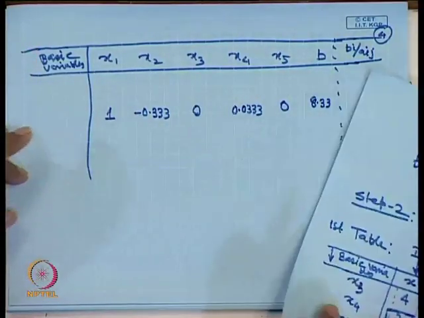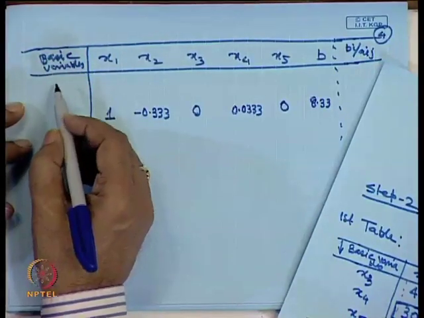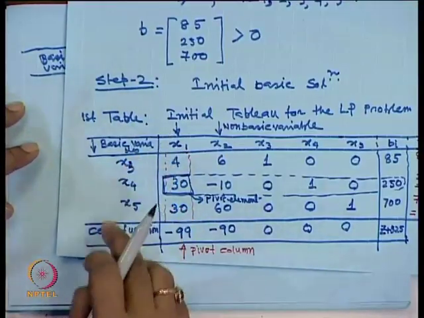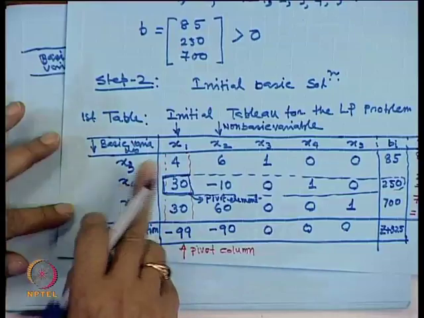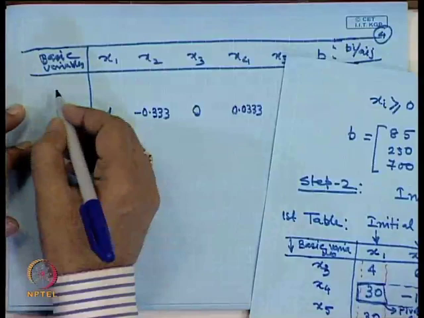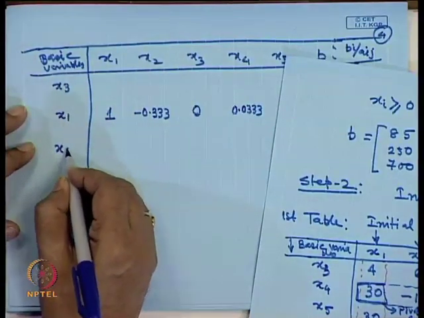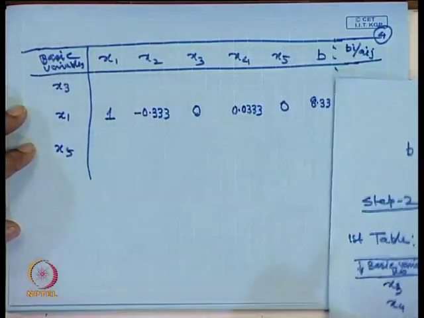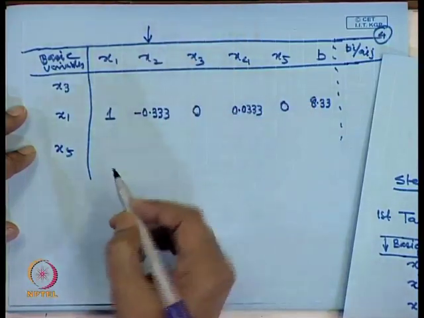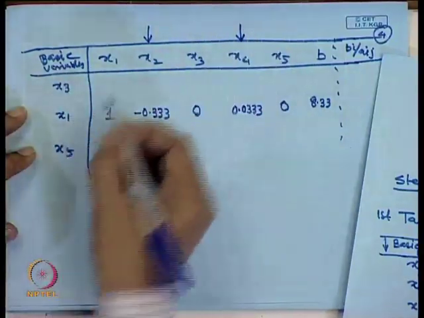Since x1 is the basic variable, and the other basic variables here previously, you see x3, then x5, but x4 is going out as a non-basic variable. So, this place will be replaced by x1. So, x3, then x1, then x5. This indicates which are the basic variables. And the non-basic variables, what are they? Previously x2, now also x2. Now, x4 is treated as a non-basic variable. I have marked it with an arrow, non-basic variables.